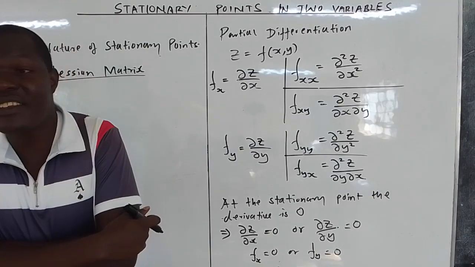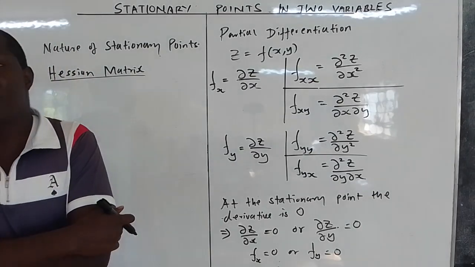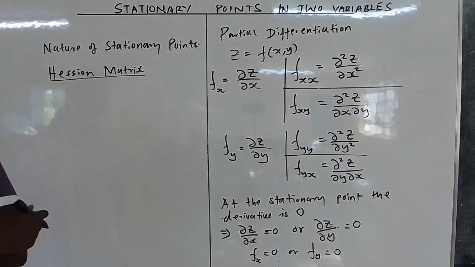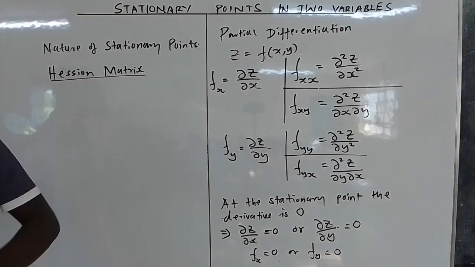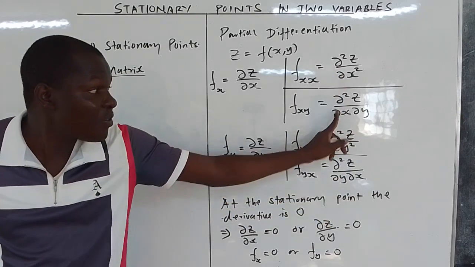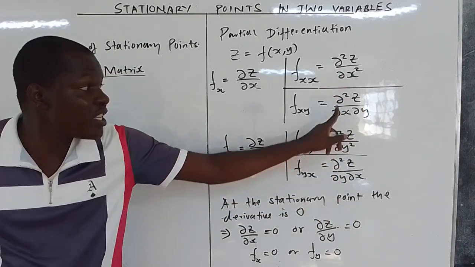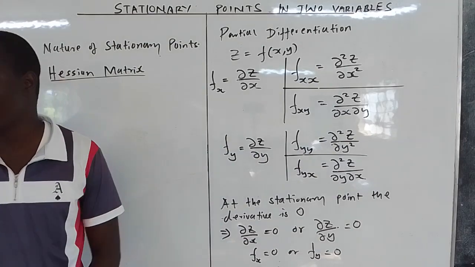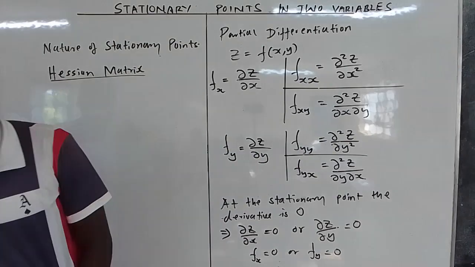A Hessian matrix is just a square matrix of second order partial derivatives, meaning these four second order partial derivatives are the ones which form the elements of the Hessian matrix. Are you seeing that? It must be a square matrix.